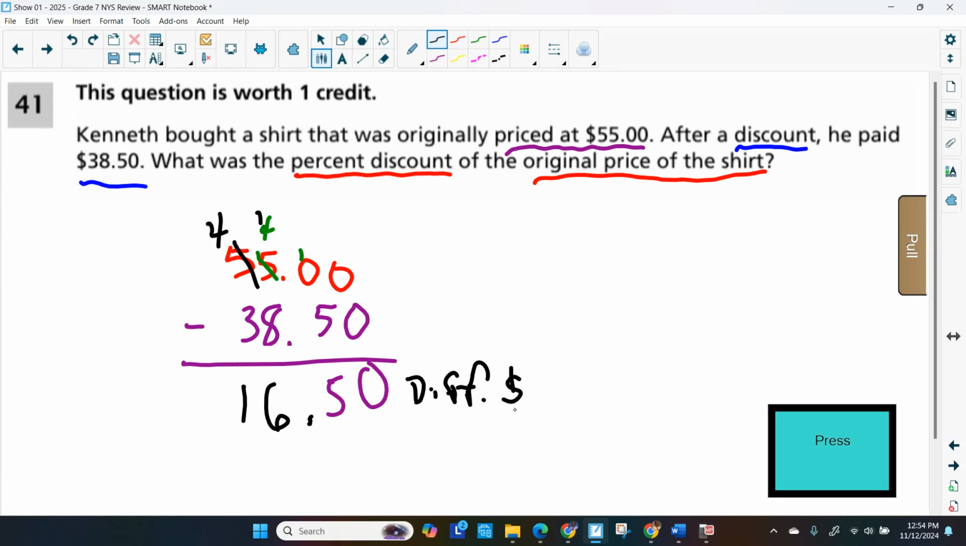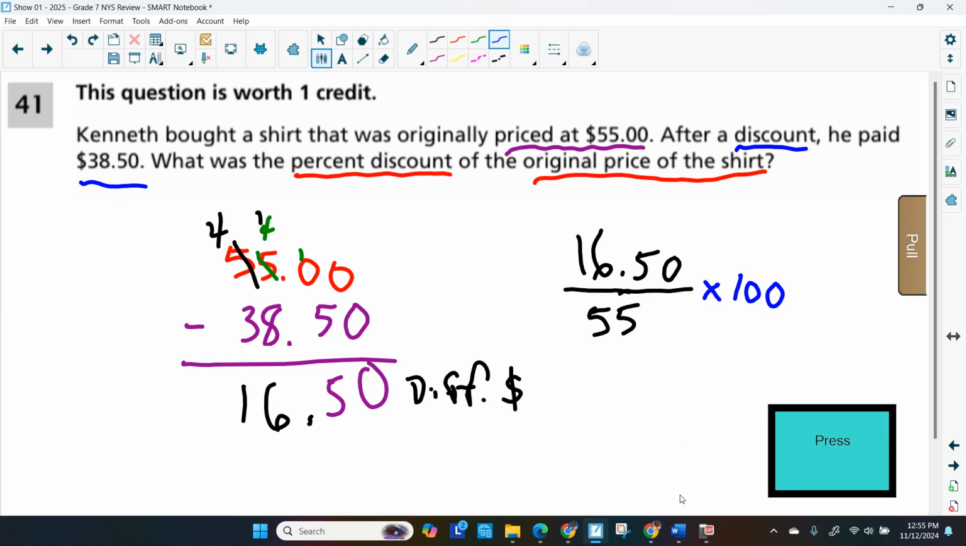So now all we need to do is take that $16.50 and put it over the original price of $55. Because we're looking at how did it change from the original price to this amount. So this will be our fraction over the original price. And remember, a fraction can be changed to a percentage by multiplying by the magic number 100.